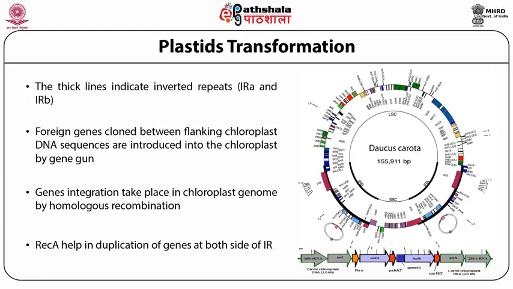Plastid transformation. We have shown in more detail how chloroplast transformation or plastid transformation takes place. You see that this is the typical chloroplast genome of carrot, which is Daucus carota.